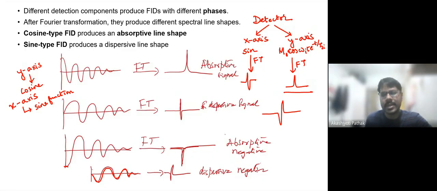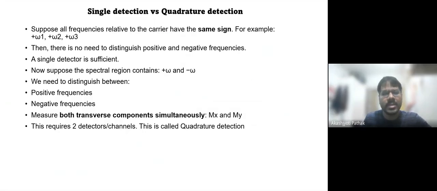So that is why the detection axis is very important, whether you are placing it in the x-axis or the y-axis. If you are placing it in the x-axis, you will get a dispersive signal. If you are placing it in the y-axis, you will get an absorptive signal. Okay, now another thing that was discussed was the single detection versus quadrature detection.